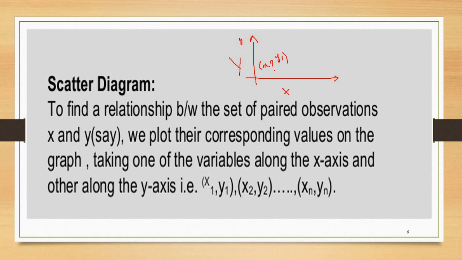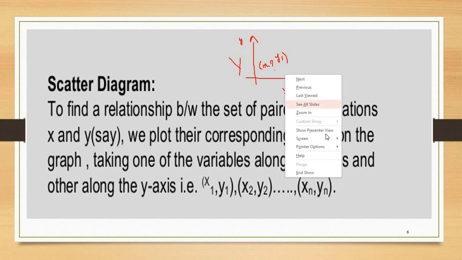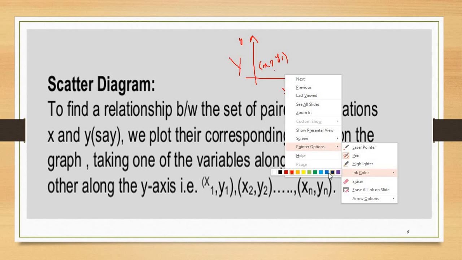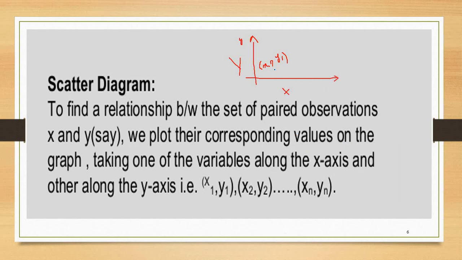It would be somewhere here, and I change the color. So somewhere here, and this is the value of the x, and this is the value of the y. So this is the point x1 and y1. Here we will have the value x1 and here y1. Similarly, we can plot or mark the other points as well. So this one is called the scatter diagram.